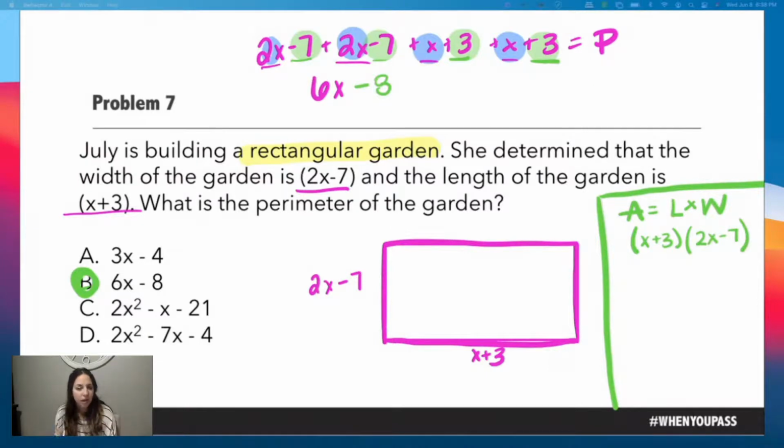So how do I solve that? How do I multiply that? FOIL. I'm going to multiply the first thing, and then I'm going to multiply the second thing. I'm going to use the distributive property to solve this.